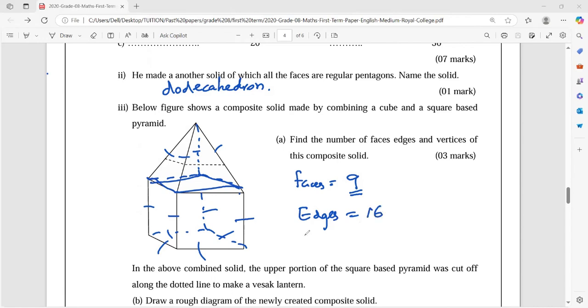Okay. And what about the number of vertices? Of course, you have 8 plus 1, which is 9. Fine. Okay, and then let's go to the next part.